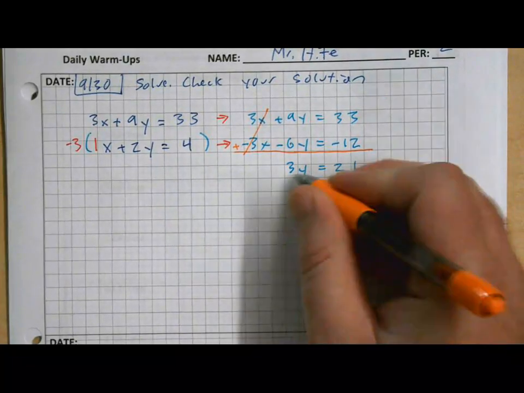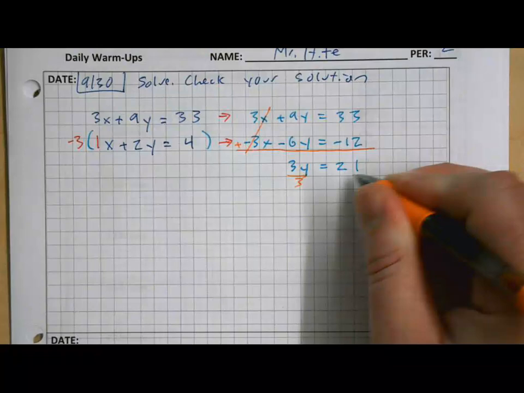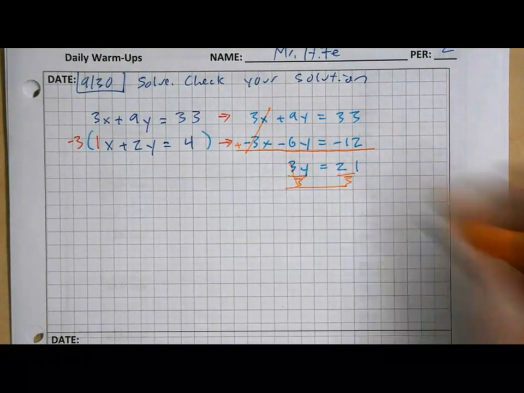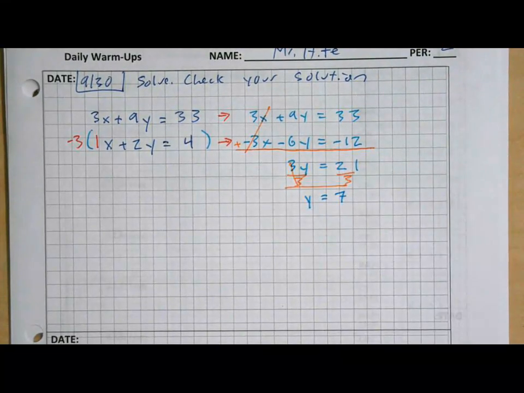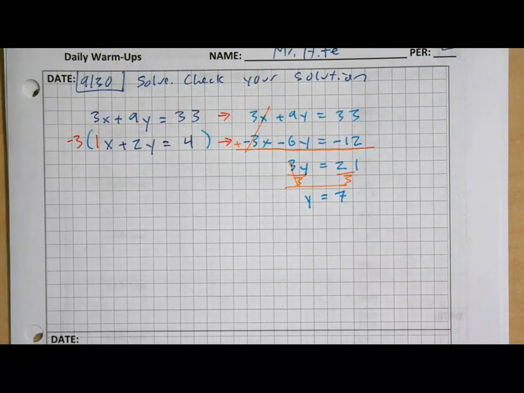Okay, and then 3 is multiplying by the y, so we'll divide by 3 on both sides. And that'll get us y equals 7. We're not done. That's only half of our answer, but we've done most of the work. Any questions up to there? Is this looking kind of familiar? Do you guys remember how we figure out the other half of this solution? We also need an x value.